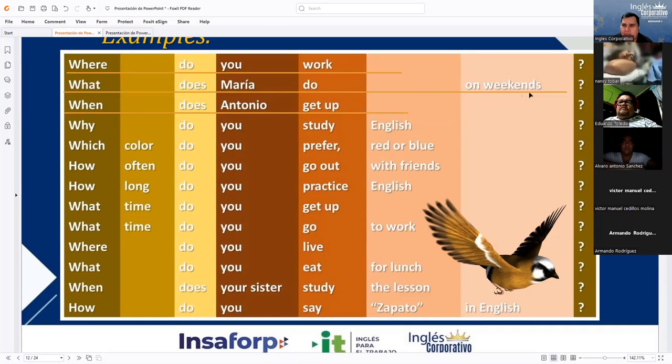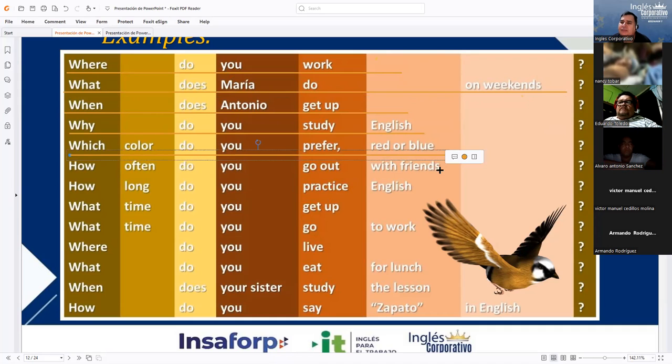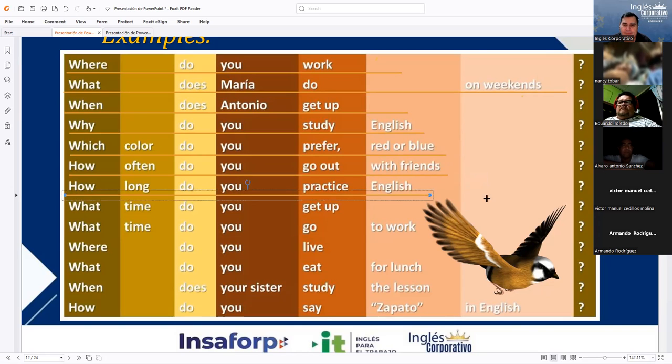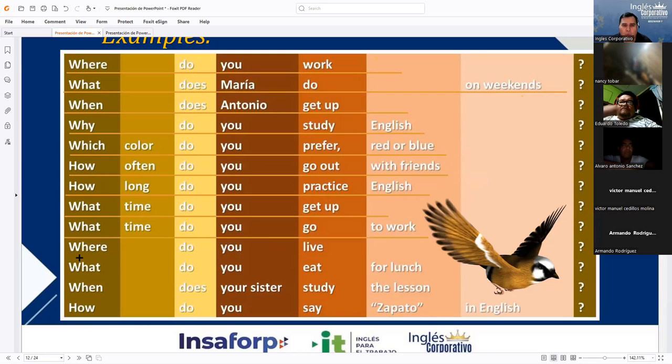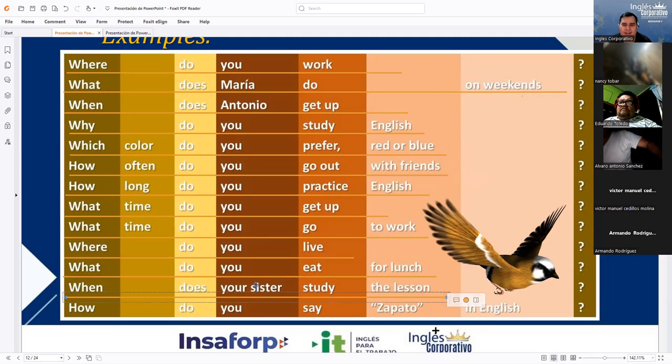What does Maria do on weekends? When does Antonio get up? Why do you study English? Which color do you prefer? Red or blue? How often do you go out with friends? How long do you practice English? What time do you get up? What time do you go to work? Where do you live? What do you eat for lunch? When does your sister start the lesson?